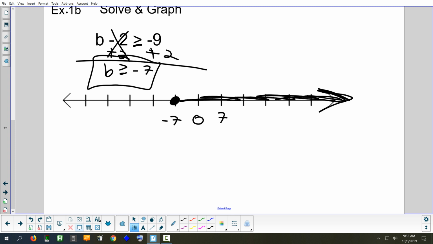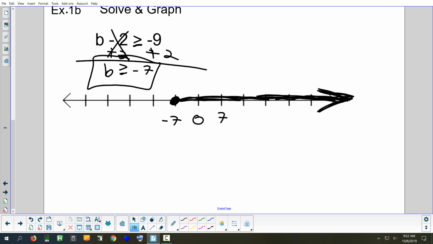Wait, so you always draw the arrow in the direction that the thing is pointing? So the question: do you always draw the arrow in the direction that it points, if the letter is on the left? Perfect. If the letter is on the left, yes.